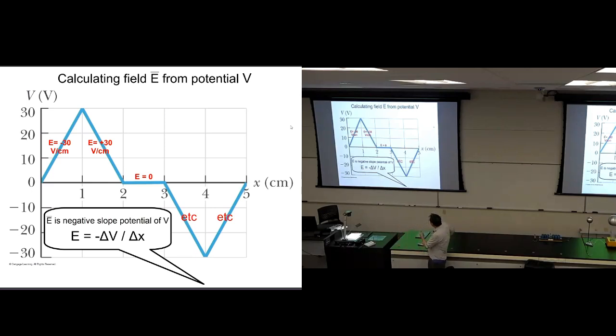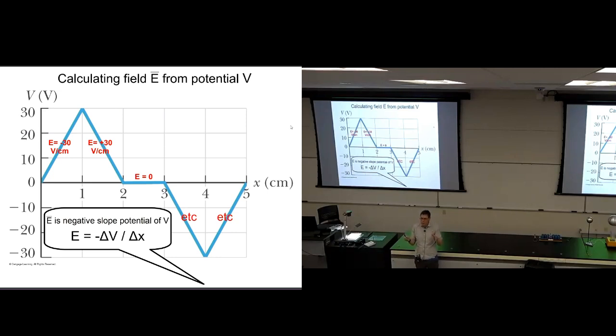Okay, what about this region here? What's the electrical field in this region here? We're told the potential does not change from 2 to 3 centimeters. It's actually, in this case, 0 volts at 2 centimeters. It's 0 volts as you walk to 3 centimeters. So the potential is not changing.